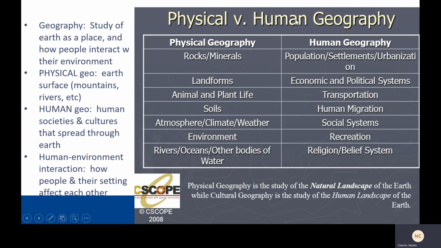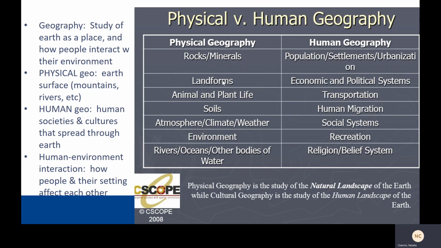Examples of physical geography include rocks, minerals, landforms, animals and plant life, soil, the climate, weather, rivers, oceans, the environment, the natural landscape, right? Examples of topics in human geography deal with population studies, settlements, looking at urbanization, the growth of cities.